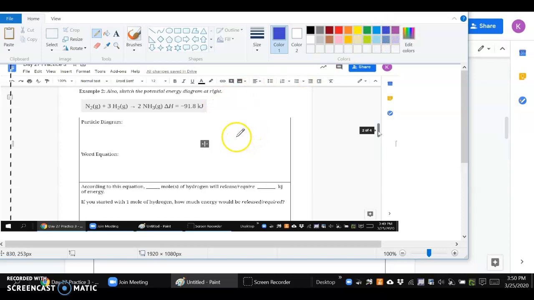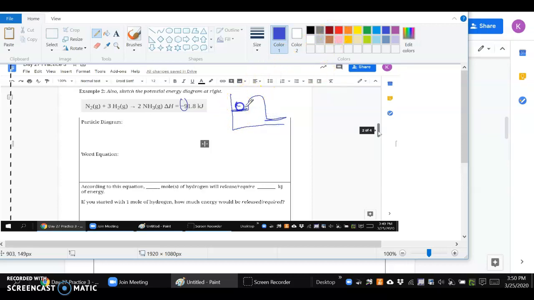N2 gas plus 3 H2 gas makes 2 NH3 gas, and the delta H is negative 91.8. Okay, so the first thing I would do is think about your potential energy diagram. This being negative here indicates that this is an exothermic reaction, because more energy has come out. So that means it's going to look sort of like this.